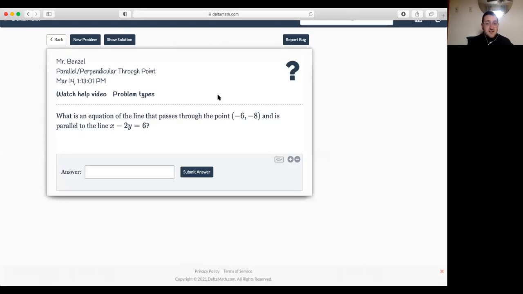All right, last example here. This is example 4. And what we are going to do on this one is the exact same thing. So we have an equation of a line that passes through a point, so we want to do point slope form. I'm going to write that down on the side. And I'm going to solve for y, so I can get y equals mx plus b. So I'm going to move my x over to the other side. So that's going to be a negative x plus 6. And then I'm going to divide by negative 2.